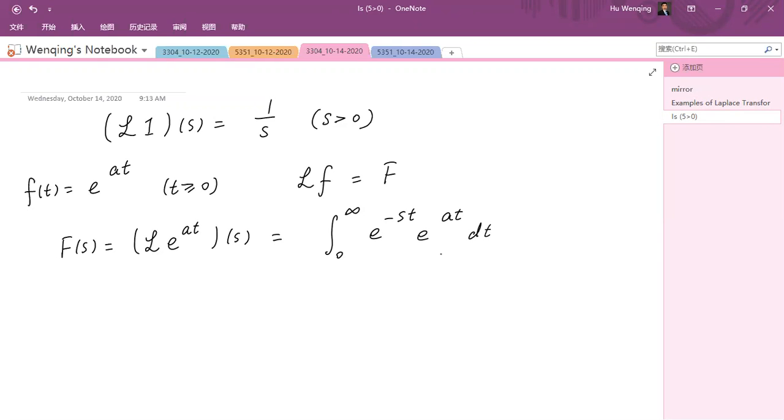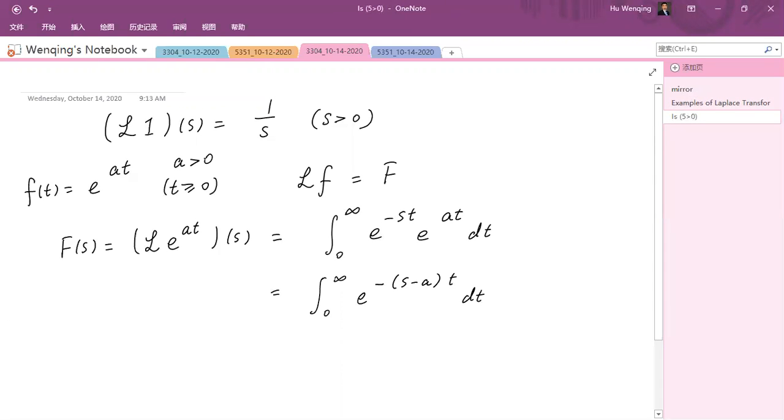So that's going to be the case that you're going to see that this integral is nothing but the integral from 0 to infinity of e power minus (s minus a)t dt. So it's going to be something like this. Is that good, family?